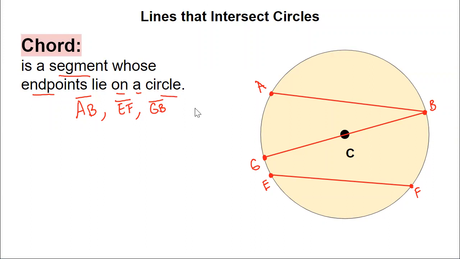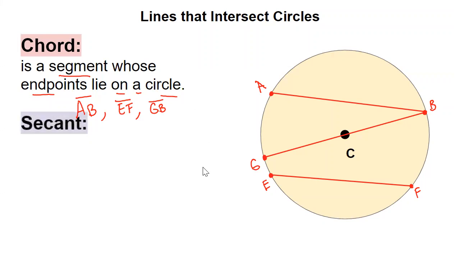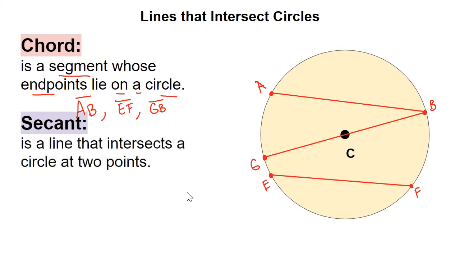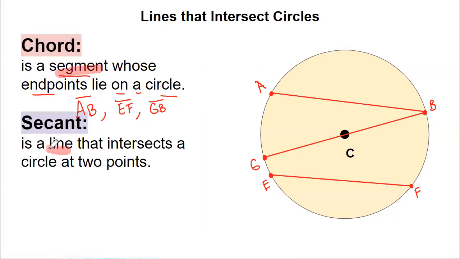Okay, now my next one, guys, I have a secant. A secant is going to be just a little bit different from my chord. And a secant is a line that intersects a circle at 2 points. Notice here that it says segment and it says line. So there's a difference here. We have a segment and we have a line. Now my line is going to be considered a line. Yes, it does pass through my circle at 2 points.